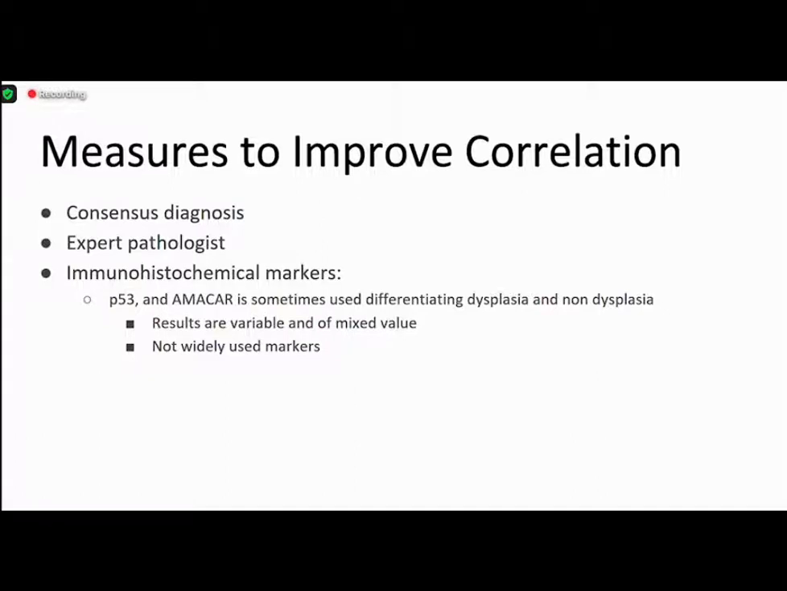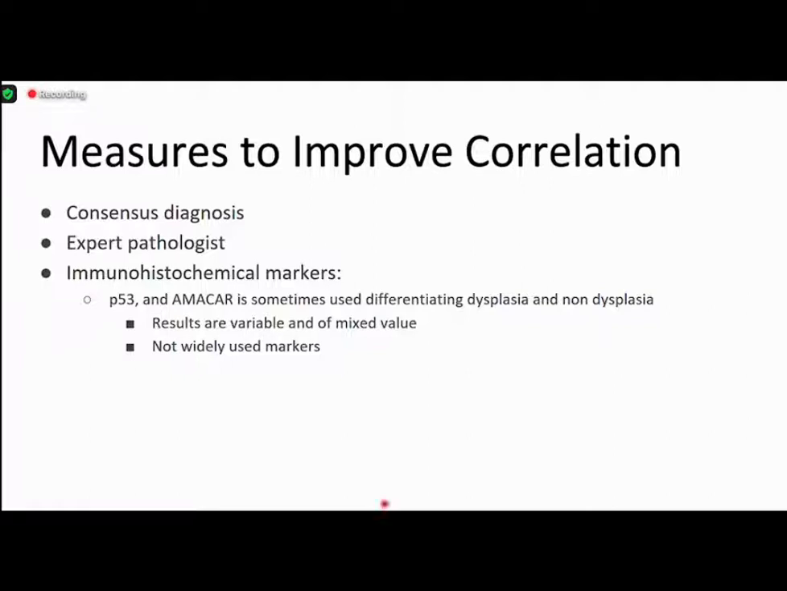And it's not something that people don't know. Many of the big organizations such as ACG, AGA, and even the Gastrointestinal Pathology Society are aware of these facts, and they acknowledge them. The measure they have described so far is to use consensus diagnosis or review of dysplasia in Barrett's esophagus by expert GI pathologists, two if not one.